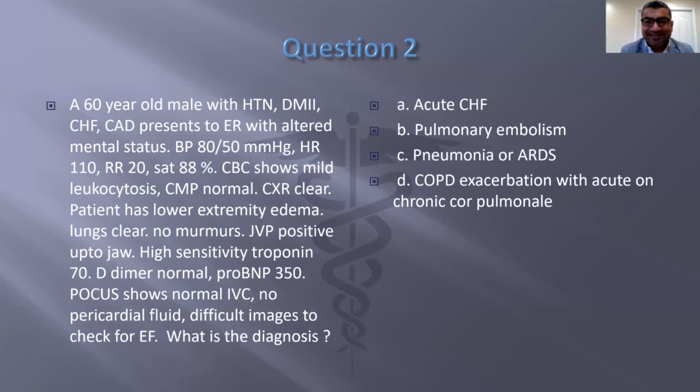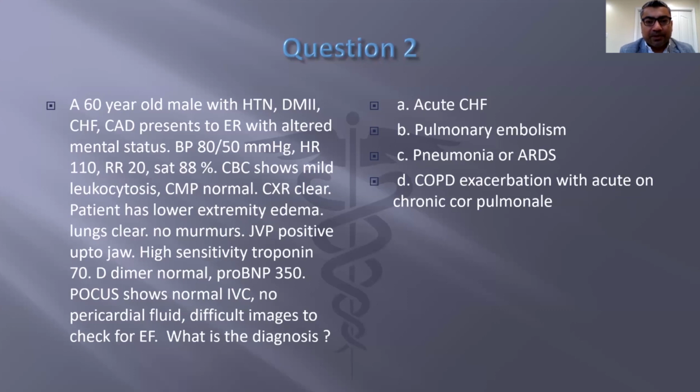Okay, and here are the results. Wow, this is good. Very close, almost equally divided. So acute CHF could be there, but I think the main two lines in the question are that the X-ray is clear and the patient has a lower extremity edema and there is no murmur or lungs are clear on examination. Heart rate is 110, respiration is high, 20. Saturation is low, 88%. So this patient has some sort of heart failure. No, I should have said acute left ventricular heart failure, because that's what we normally go by.